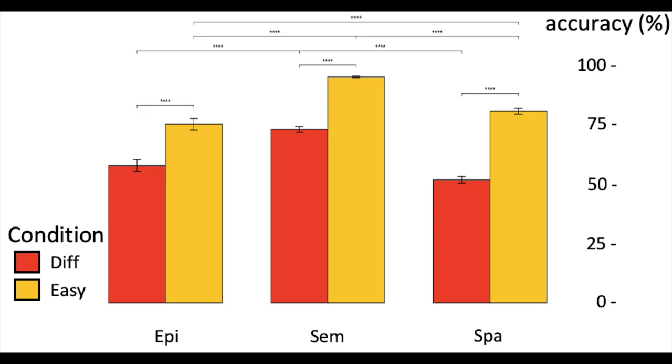Following linear mixed effects analyses, we were able to ascertain systematic differences in how participants performed as a function of task condition. As you can appreciate, accuracies were significantly higher on the easy condition relative to difficult, regardless of the task. Furthermore, semantic scores were much higher than either spatial or episodic, and this was true for both conditions. On the easy condition only, overall performance was better on the spatial task relative to episodic.